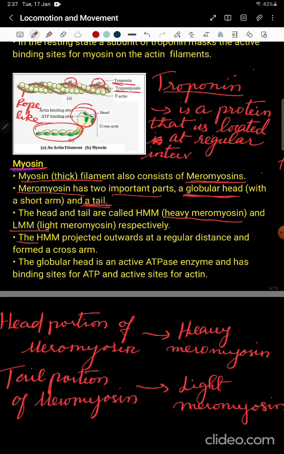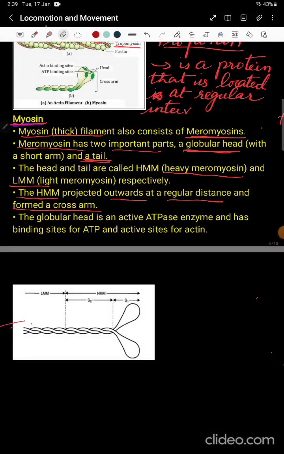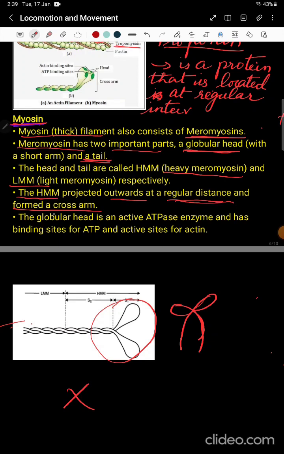Understood? The HMM, that is the heavy meromyosin, projects outwards at a regular distance and forms a cross arm. So see here, this is the cross arm. The structure is helically arranged, just like the actin filament. This is the head portion, and the filaments are helically arranged like this. So this is called the cross arm. The heavy meromyosin projects outwards at a regular distance and forms a cross arm.